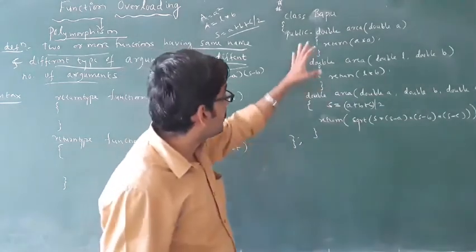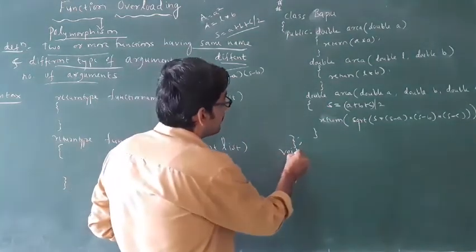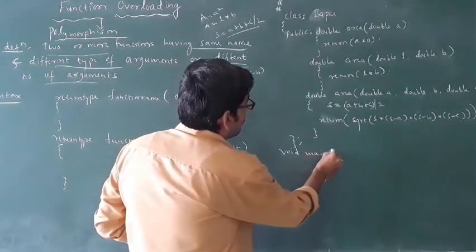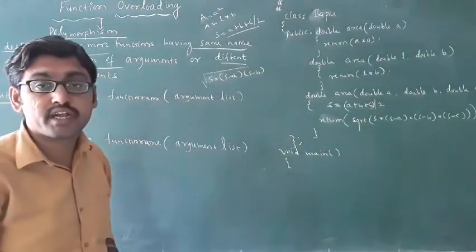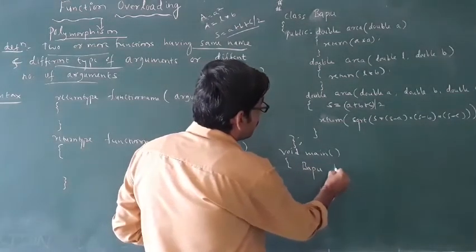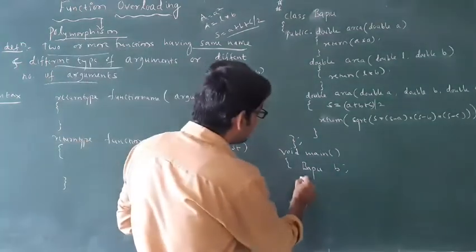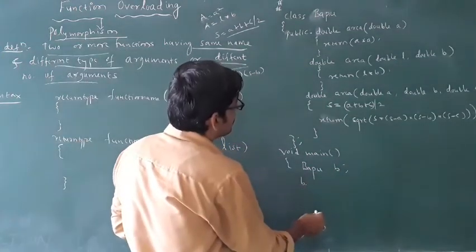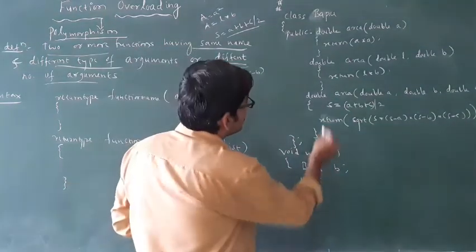Okay, see now how to write in void main. Take void main. Then how to create the object. Create object. Bapu is the class name. Bapu B, I am creating B as the object. How to access? First one, B dot. You can take CL or SCR, no problem. See, B dot area.